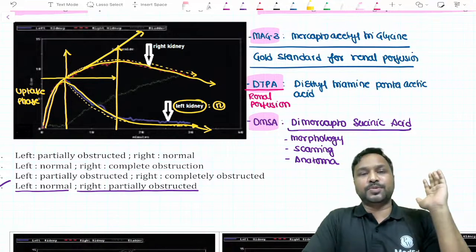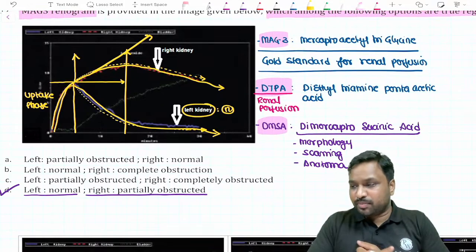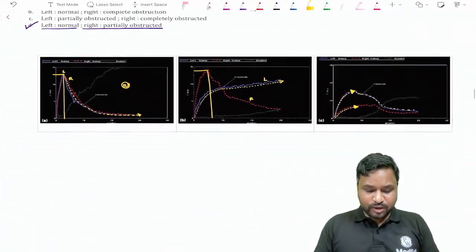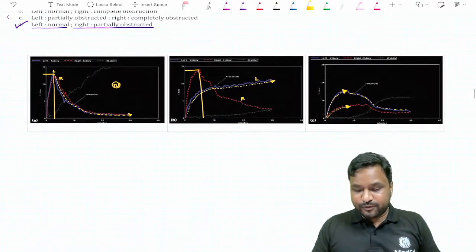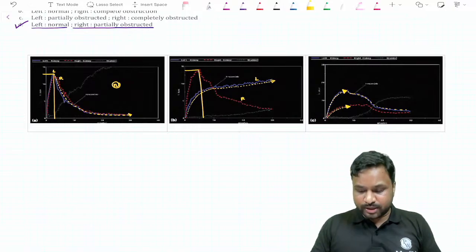So it is partially obstructed. So left normal, right partially obstructed. Again, a very, very important question, right? That's about the renograms. We have given you the normal renogram, the left obstructed. Both of them have a different trend. You need to understand in the same context, right?